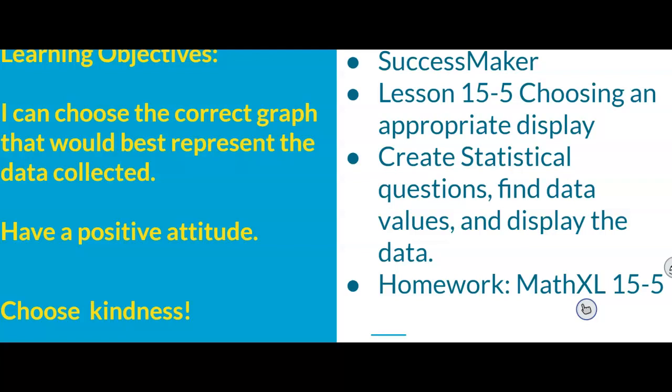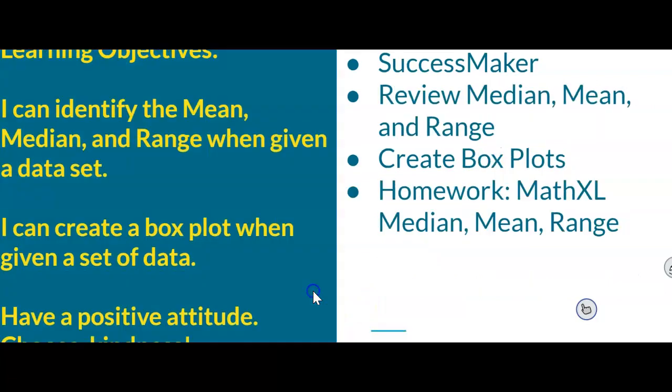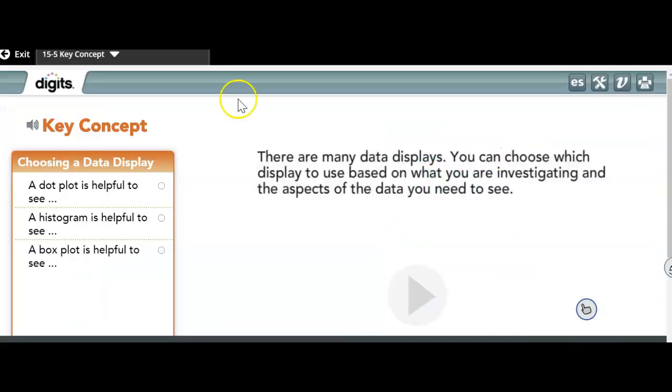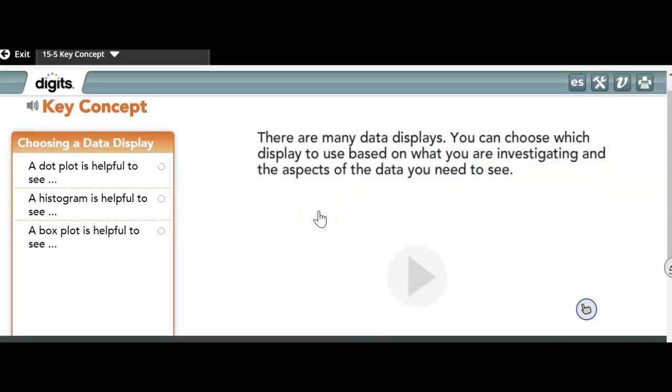So we're going to determine when we use a certain one. Why is it important that we use a box plot in this situation? Why is it important that we use a histogram here to display our data? So what I want you to do in your guided notes is to write, we're going to watch this real quick.